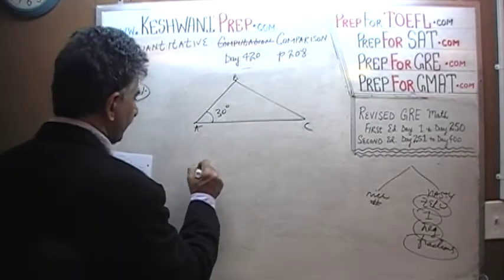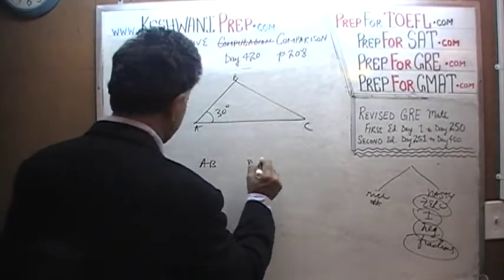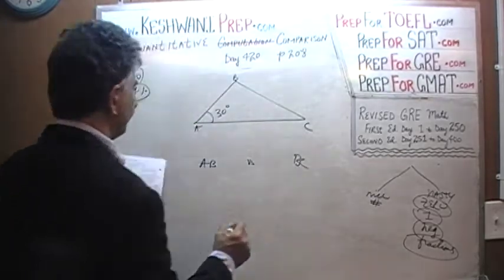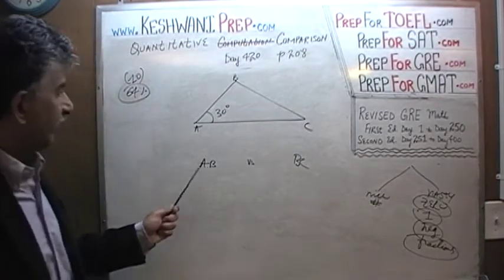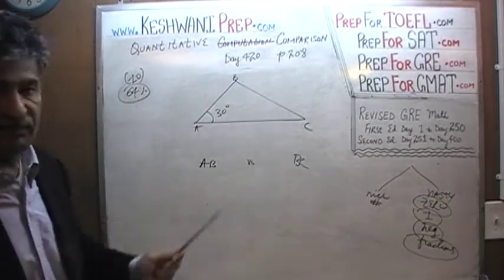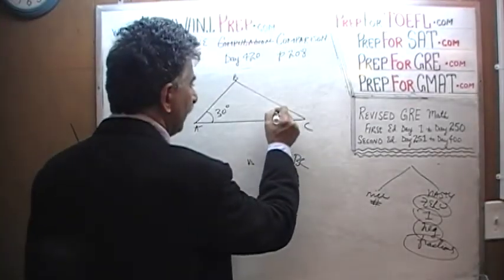And what we're being asked to compare is AB versus BC. What is missing here? We have to compare the length of side AB versus BC. What is missing here is this angle here. We do not know what this angle is.